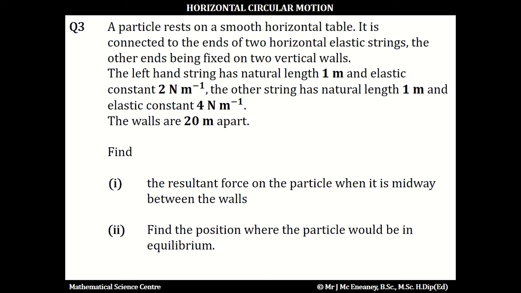Question 3. A particle rests on a smooth horizontal table. It is connected to the ends of two horizontal elastic strings and the other ends are fixed onto two vertical walls. The left hand string has natural length 1 and elastic constant 2. The other string has natural length 1 and elastic constant 4, and the two walls are 20 meters apart. We have to find the resultant force on the particle when it's midway between the walls and the position where the particle will be in equilibrium.